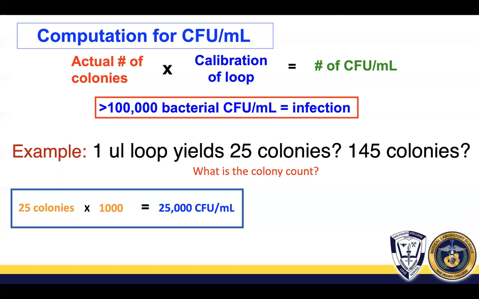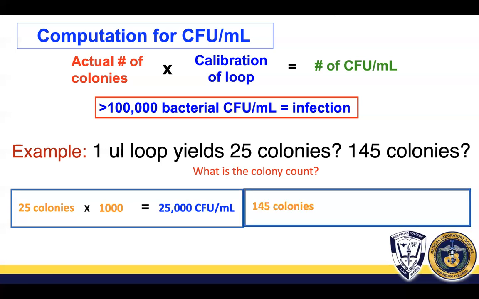Now, what about the 145 colonies? You used your 1 microliter loop, so that's still 1,000. So 145 times 1,000 is 145,000 colony forming units per ml. This first one is negative for infection. This one, however, is positive for infection.